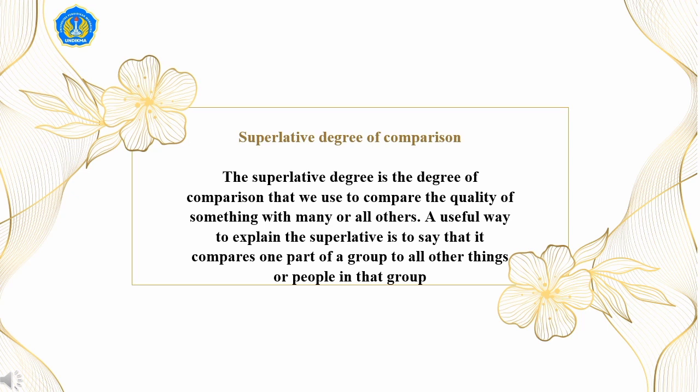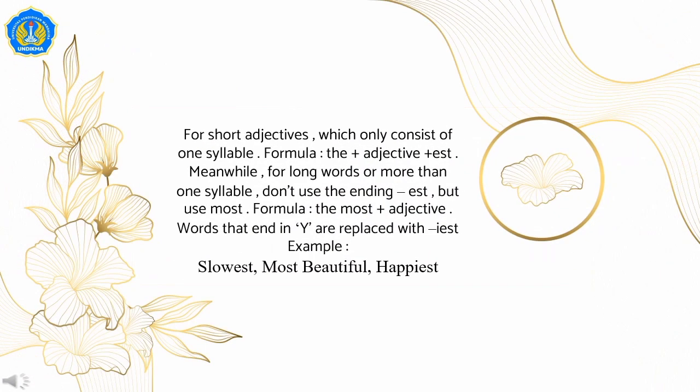Okay, we move on to superlative degree of comparison. The superlative degree is the degree of comparison that we use to compare the quality of something with many or all others. A useful way to explain the superlative is to say that it compares one part of a group to all other things or people in that group.